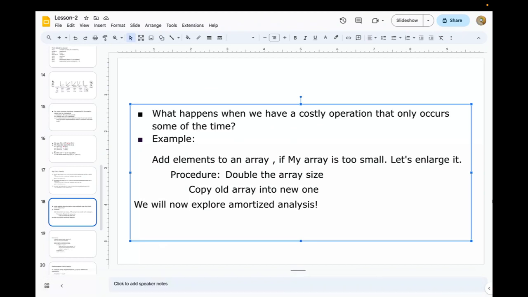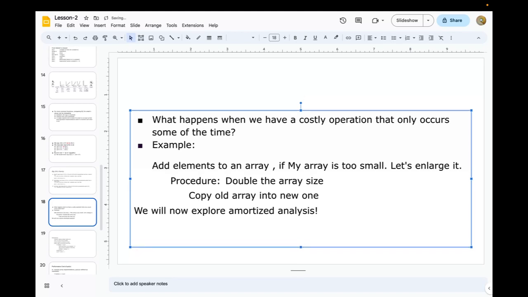Let's explore amortized analysis now. So what happens when we have a costly operation that occurs sometimes but not every time? So for example, you were to add an element to an array, but then you were to add elements to it dynamically. So if the array is full, you have to increase the size and then add it. Now one of the procedures can be to double the array size and copy the old array into the new one. Now this will help us to explore how amortized analysis works.